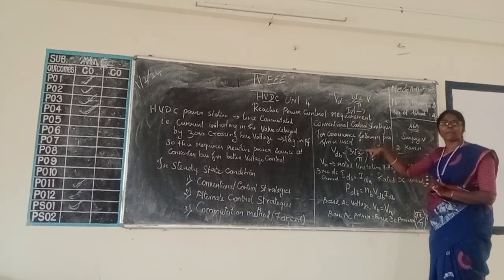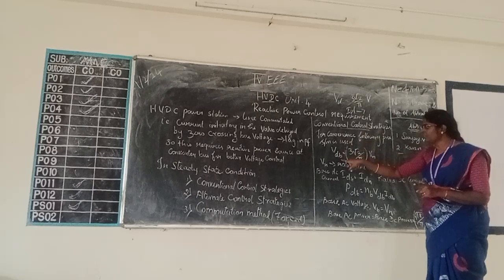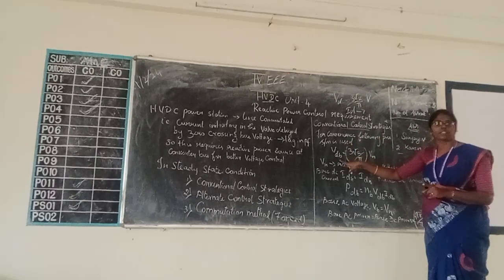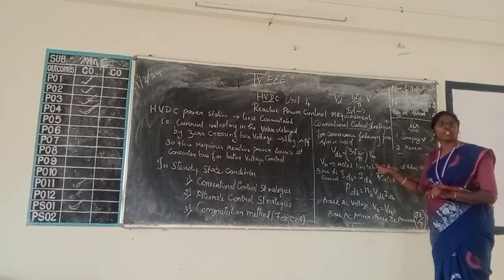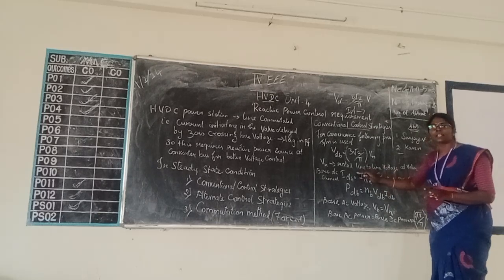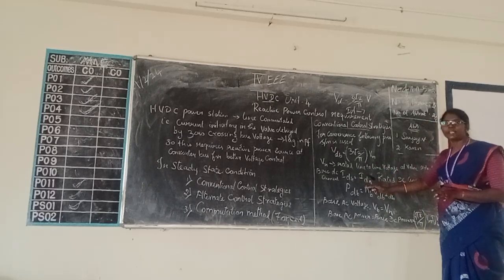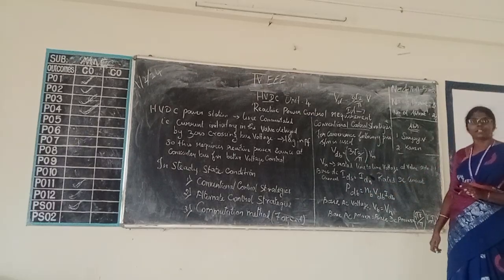Here we are comparing it with the control strategies, so we have taken this as the base converter. This VDB is equal to 3 root 2 by pi VN, where VN is our rated line voltage. And next our current, ID is equal to IDN, where IDN is our rated DC current.